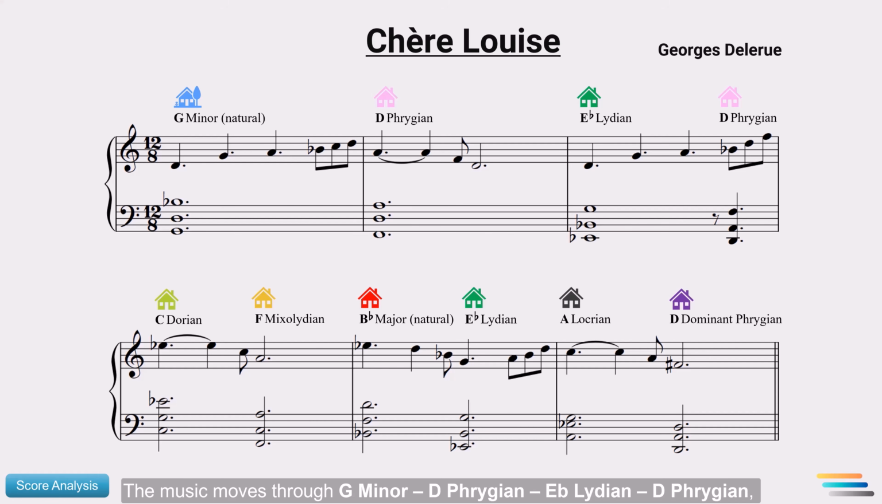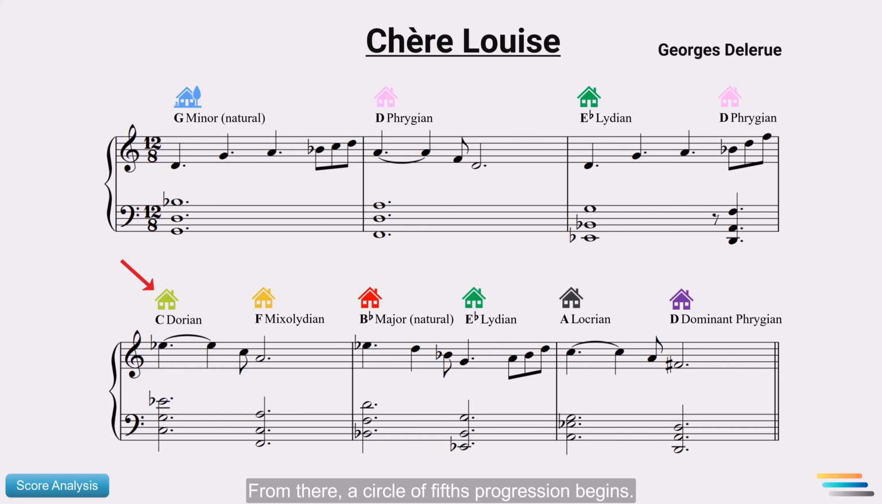The music moves through G minor, D Phrygian, E flat Lydian, D Phrygian. From there, a circle of fifth progression begins. Now that the core concept is understood, it is time to compose a new melody.